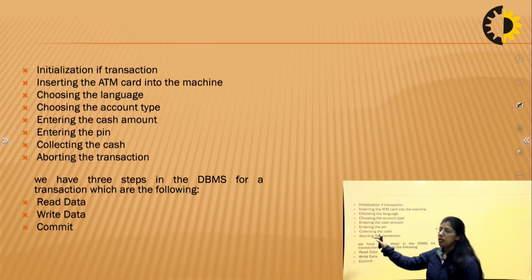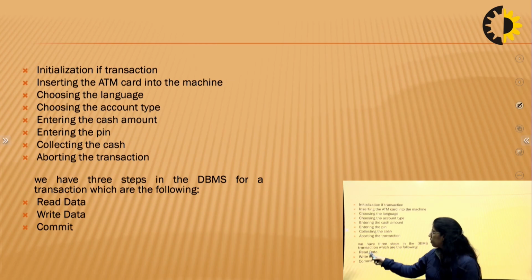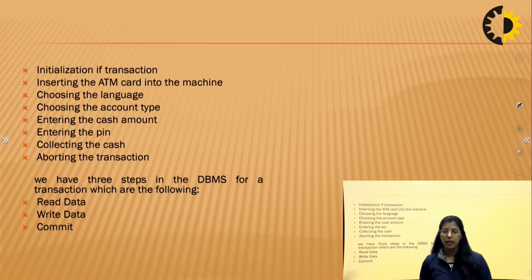So these are the basic steps when you do any transaction physically. In a database, we have three steps for a transaction. First, you need to read the data value. Second, you do some updating or enter some new values. And at last, when you are done, you commit that transaction. It means whatever updates you have done in the database are now successfully and permanently stored in the database.